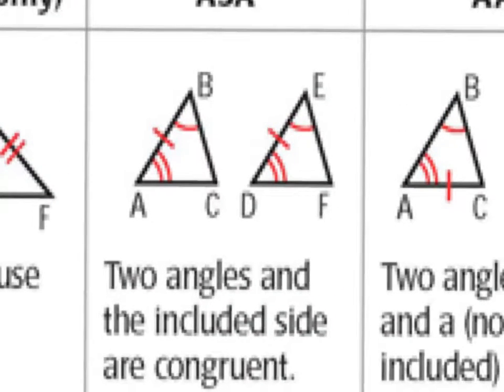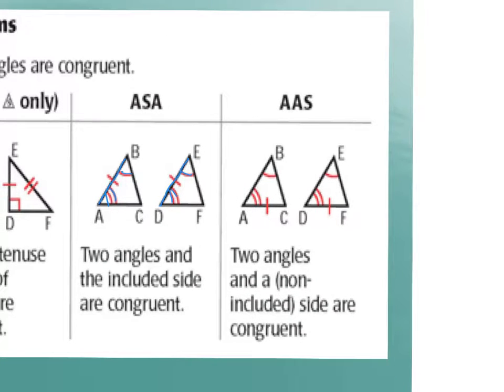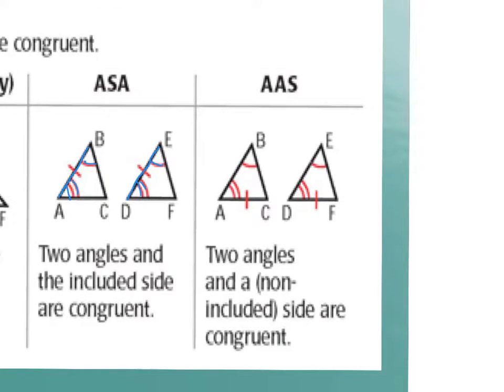ASA, where we have 2 sets of congruent angles, and the included side, the side that is in between those 2 angles. And now we've got AAS. Angle matching an angle, another angle matching another angle, and there is a side, but it cannot be the included side. If it's the included side, well, then we've got ASA. That wouldn't be AAS.